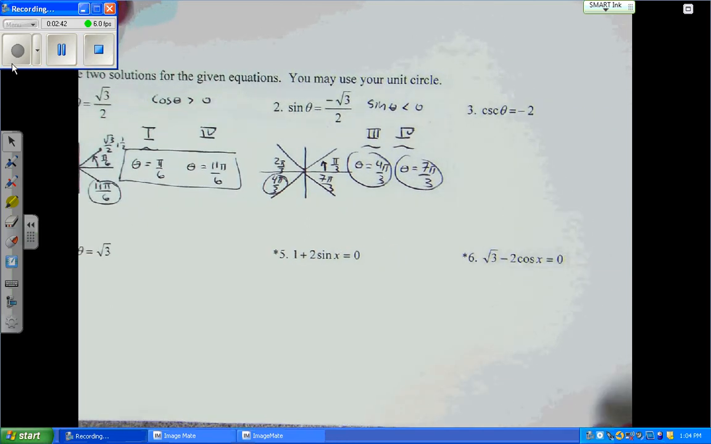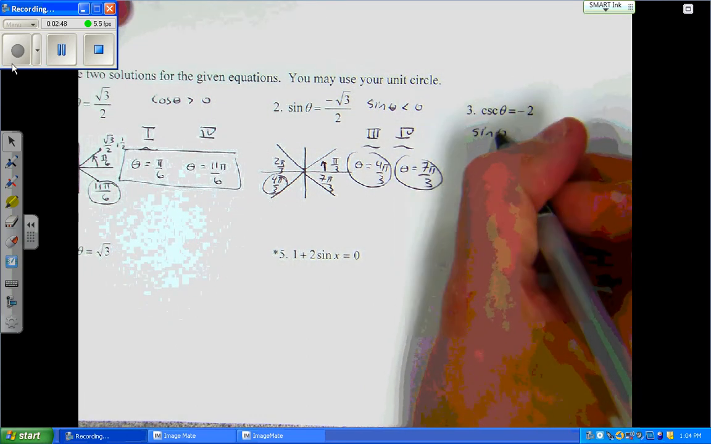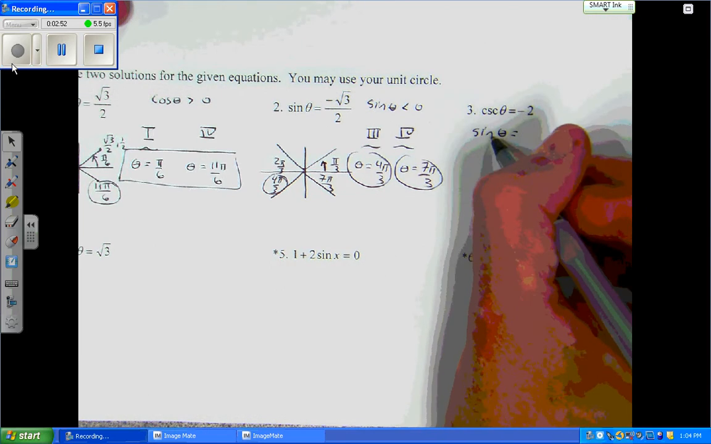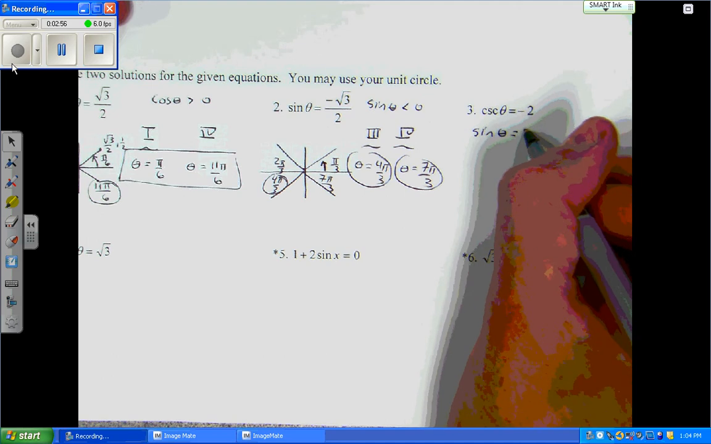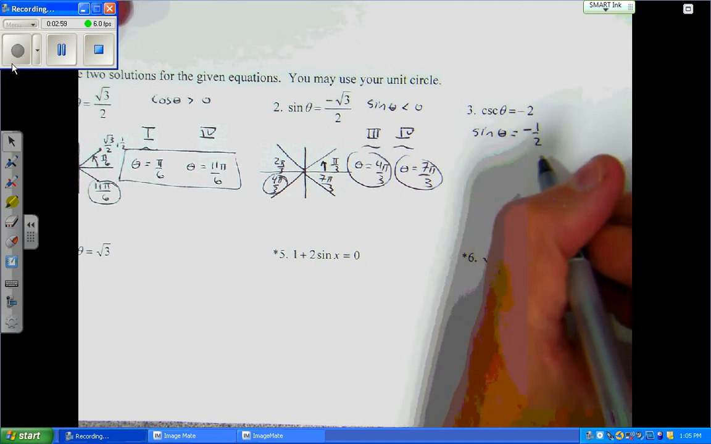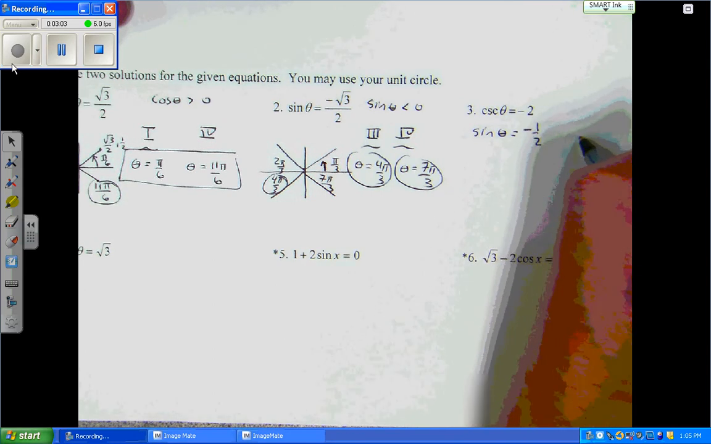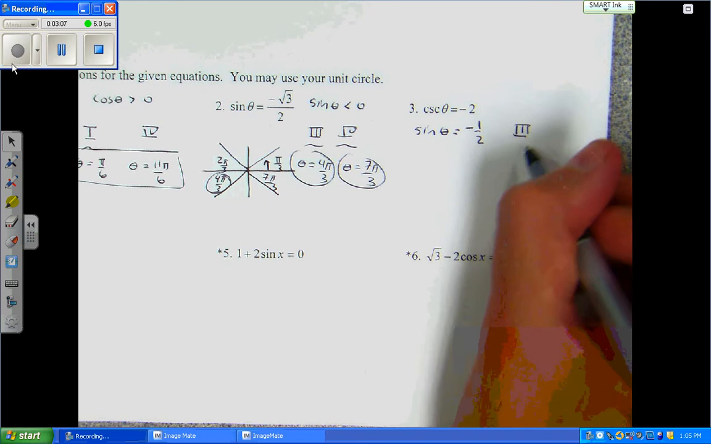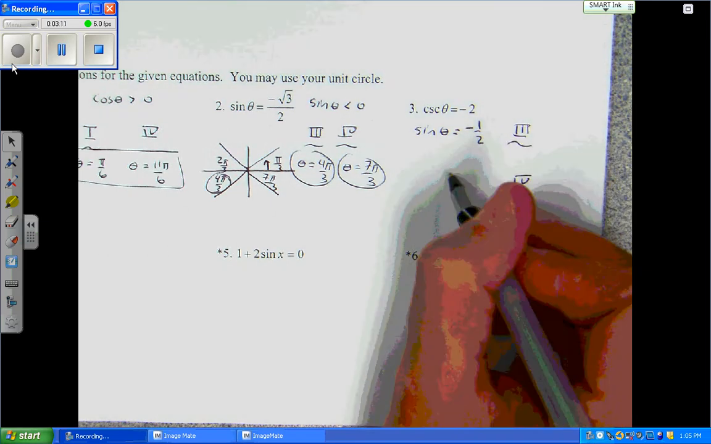Cosecant, we don't really know much about cosecant yet, but we do know its flip. This is the flip of sine of theta. So what I'm going to do is I'm going to write cosecant as the sine of theta, and I'm actually going to flip the right side of our equation to make it negative 1/2. Sine is again negative, so we know our answers have to be in either the third quadrant or the fourth quadrant. So let's go ahead and find those.